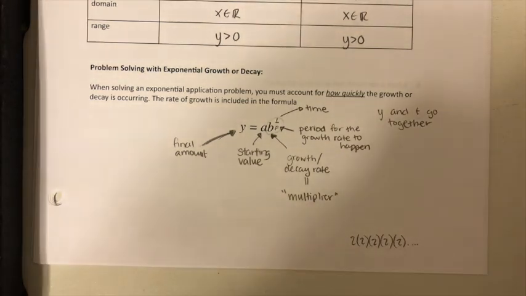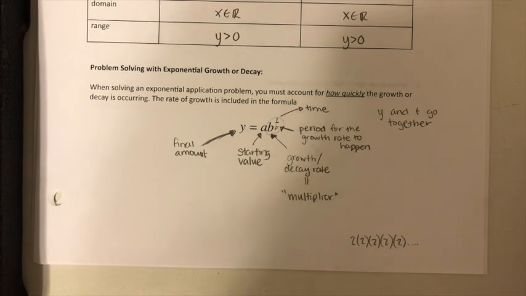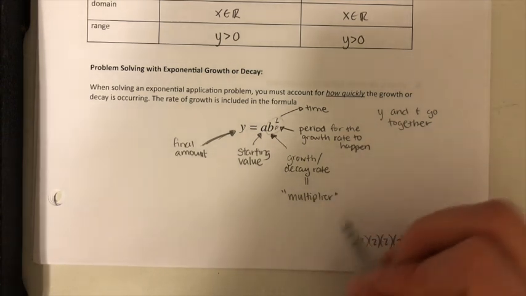Okay, so sometimes it grows every year, and then we would say p is just 1. It happens once per year. Sometimes the period is that it happens twice per year, so then the period would be half of a year. And so you'll see some different applications for that.